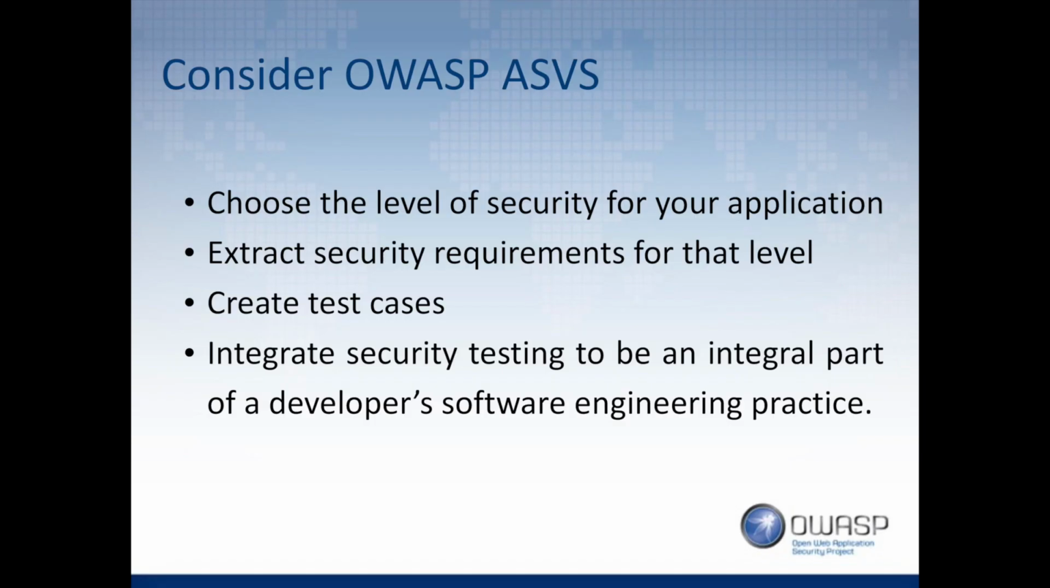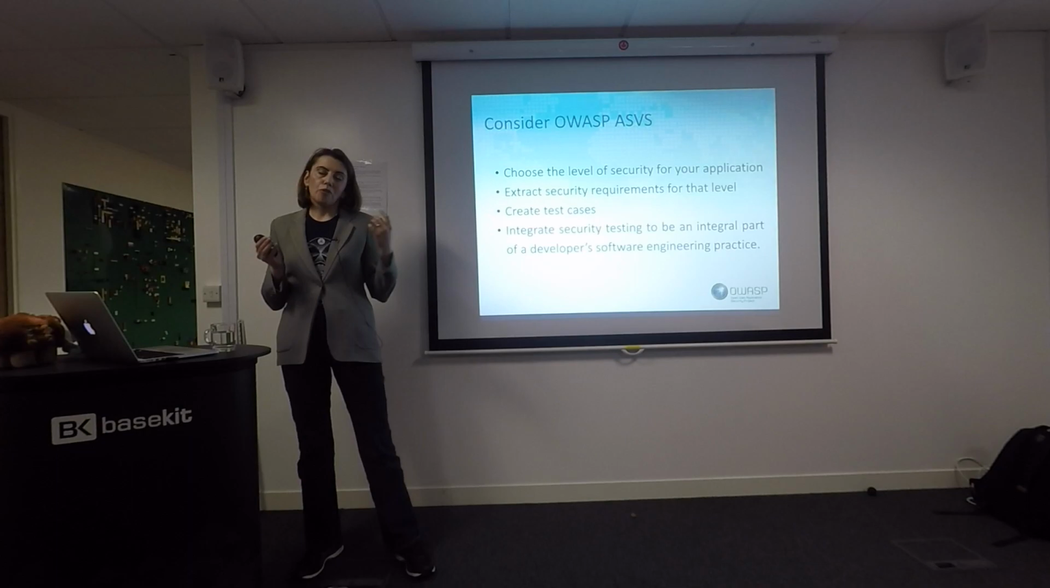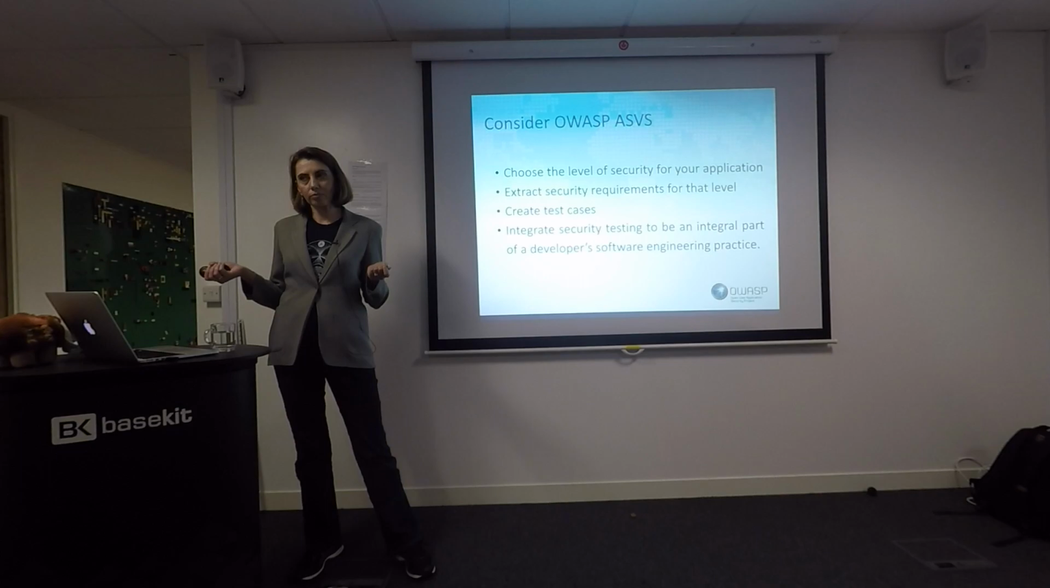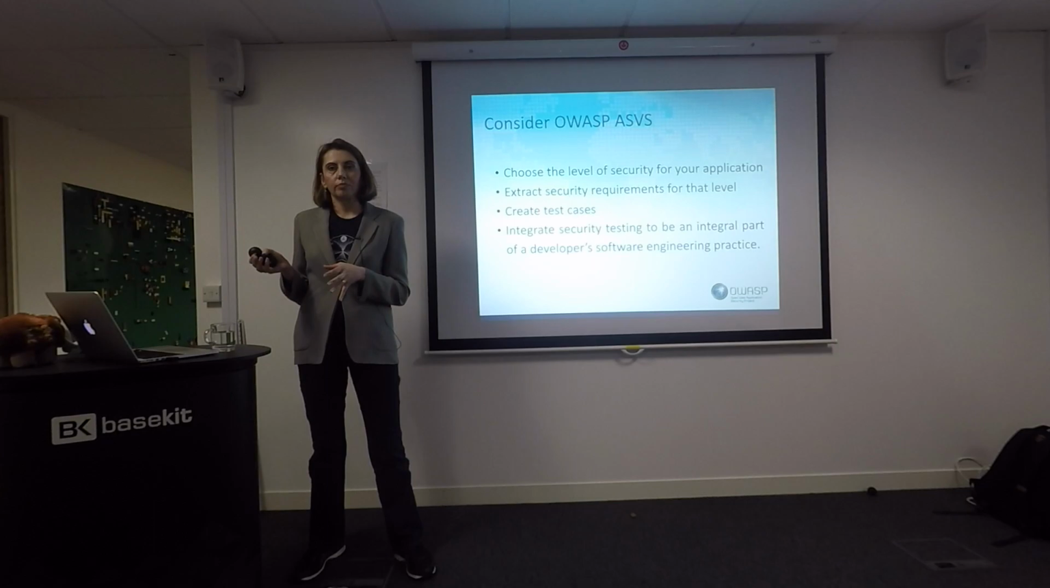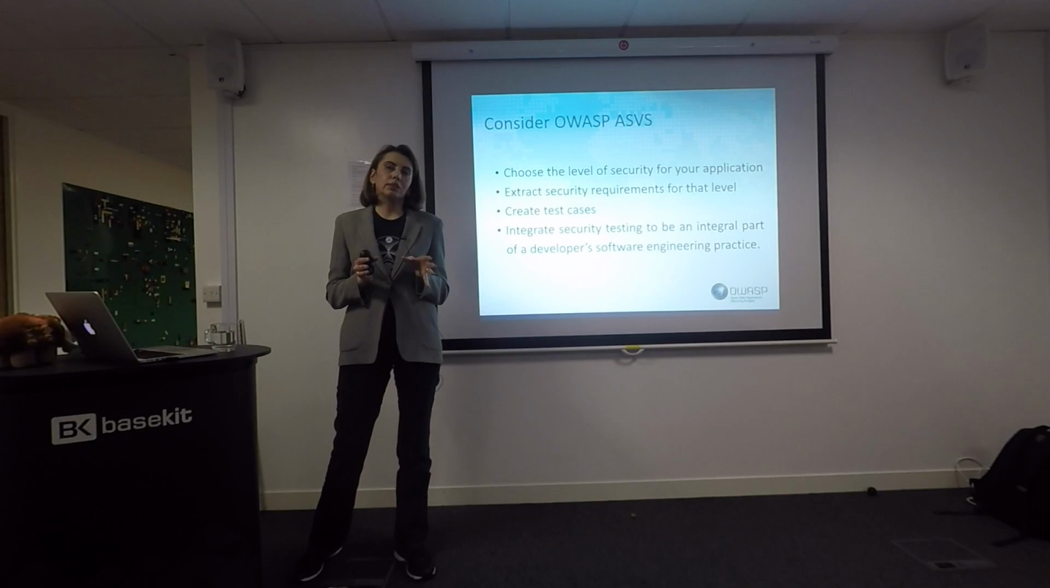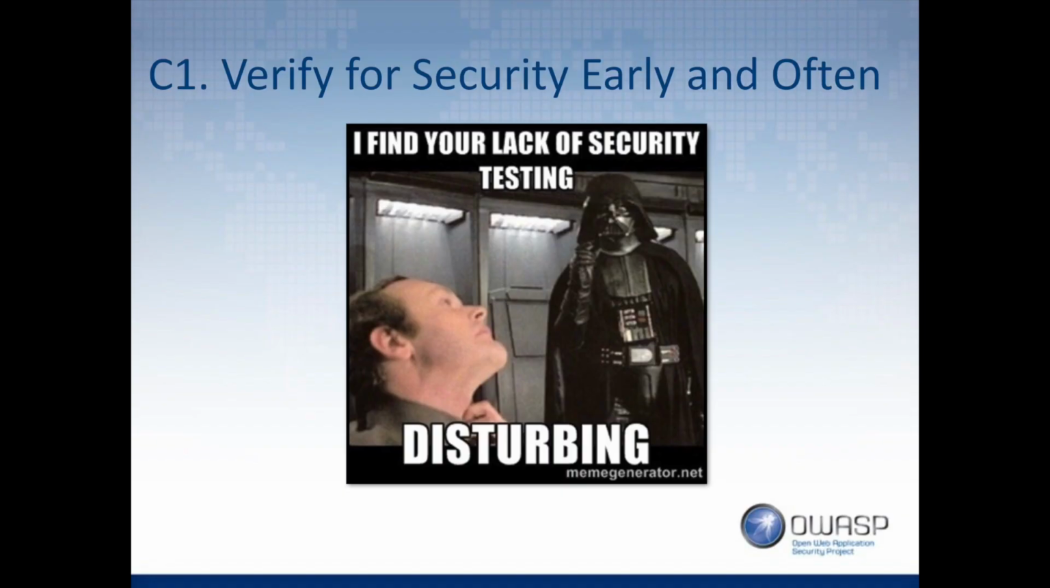So we can choose a document like ASVS to help us understand what is the appropriate level of security for our own application. From there, extract the requirements appropriate for that level and use them in the software. Further on, we can use those requirements to create the test cases that can help us to verify for security early and often. And here we have the first control, verify for security early and often.